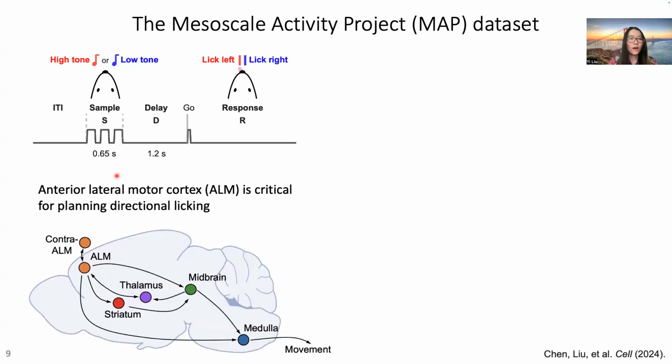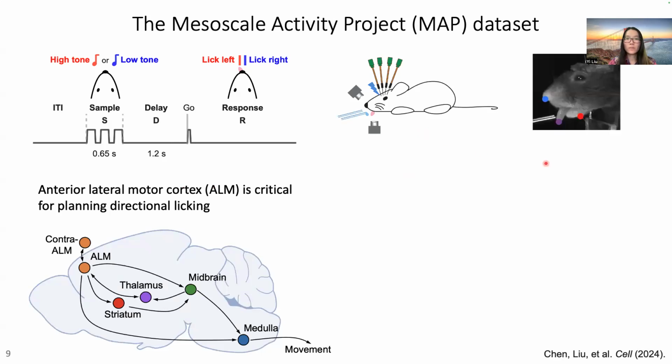From the previous studies, we knew that the anterior lateral motor cortex, or ALM, is critical for planning directional licking. We also knew that there are these subcortical regions that are anatomically connected with ALM. And while the mouse is performing the task, we used up to 4 NeuroPixels probes to record the neural activity from different brain areas at the same time. And we also have some trials with perturbation, which I'll mention later. Meanwhile, we had video recordings of the mouse so that we have an idea of the movement of the mouse.